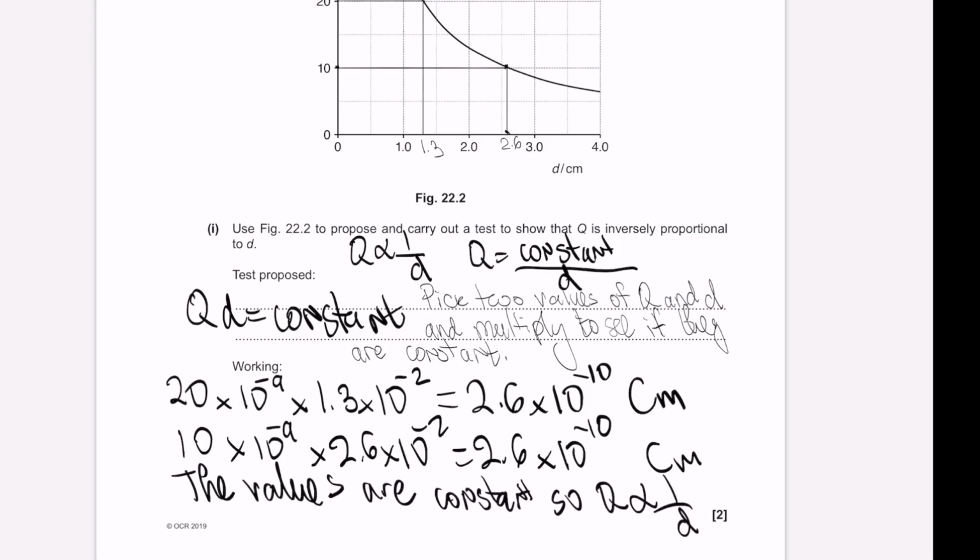Please note that if this was a table of results, or if this was a 3 or a 4 marker, I might have picked some extra points to ensure that this is actually correct. Very often the number of marks do correspond to the number of calculations needed, but not always.